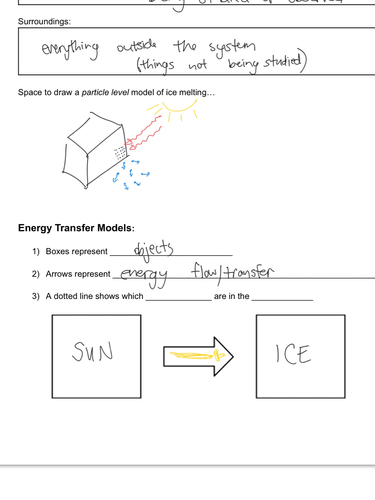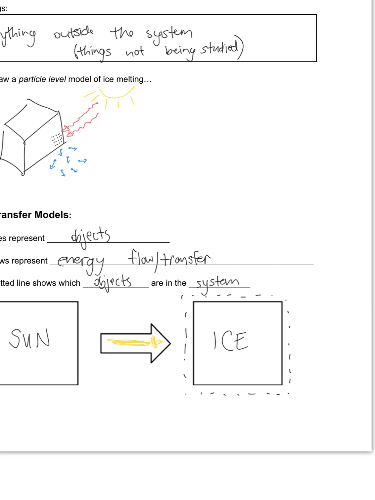And then finally, a dotted line shows which objects are in the system. So what exactly am I studying? And so for this, our dotted line is around the ice, because we're not really studying what's happening with the sun, we're studying what's going on with the ice here. We're seeing that energy is coming in, and then the result is we're getting liquid water, also sea level rise, okay?